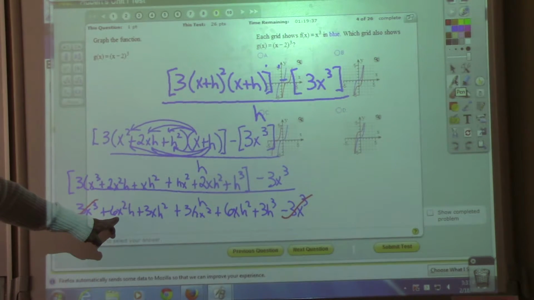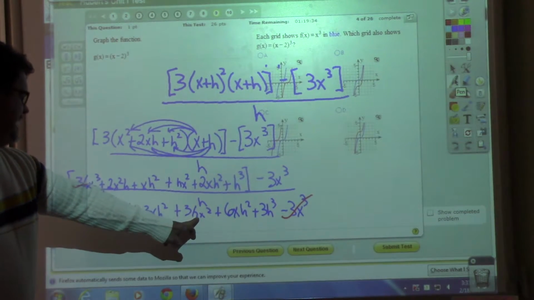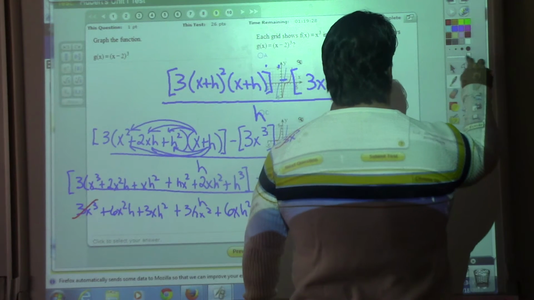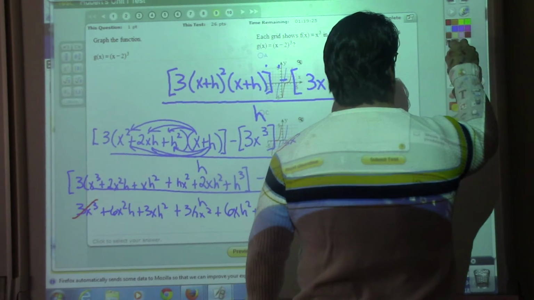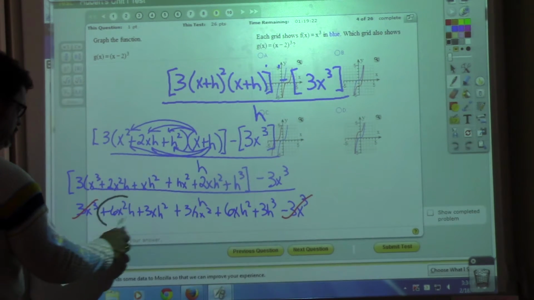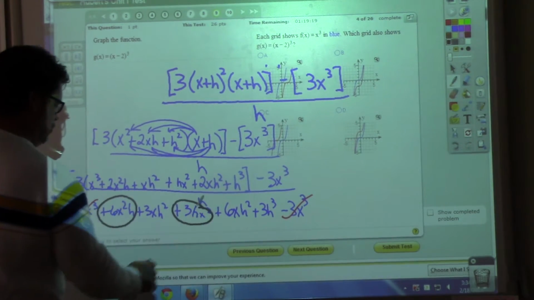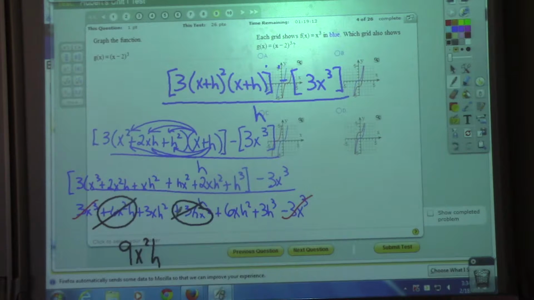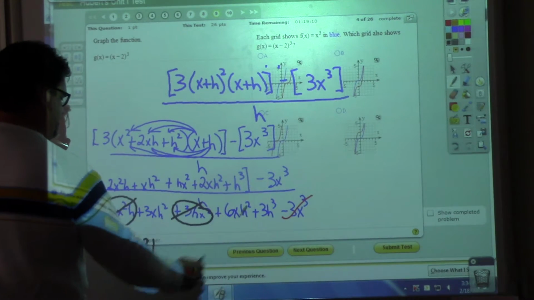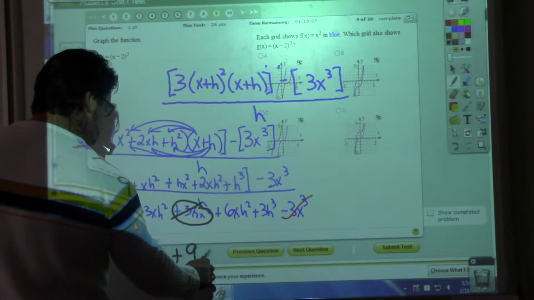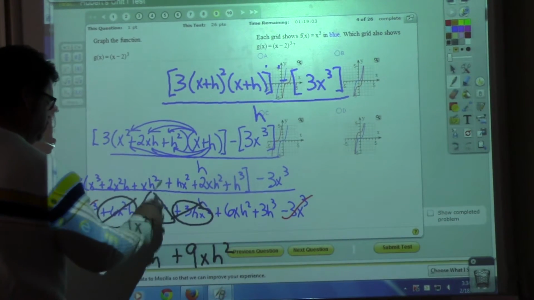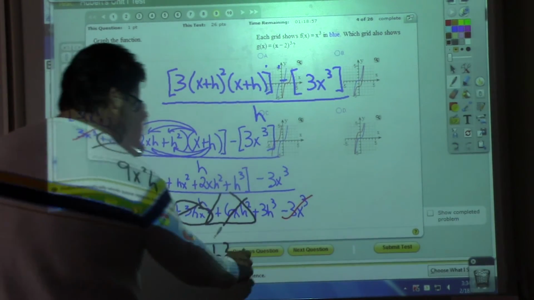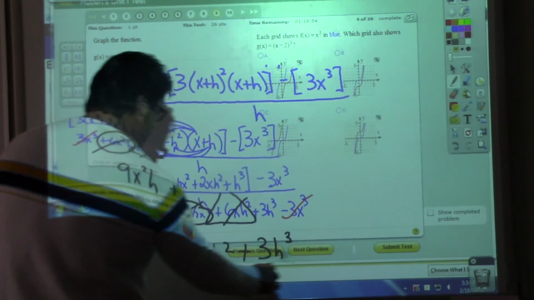All right, 6x squared h. Do we have another x squared h right there? That's a 9x squared h, right? Yeah. 9x squared h. So this one and this one is 9x squared h plus 9xh squared. Plus 3h cubed over h.